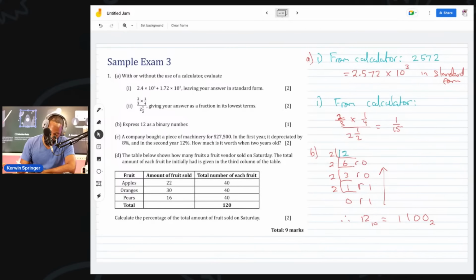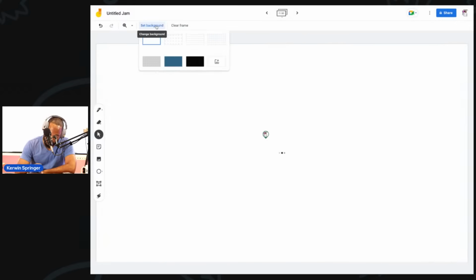Okay, let's go forward. So where are we at? 4 more marks to collect. A company bought a piece of machinery for this amount. Let me go into the next slide and see if I can just post that part alone so I can get some more space. Where is this?